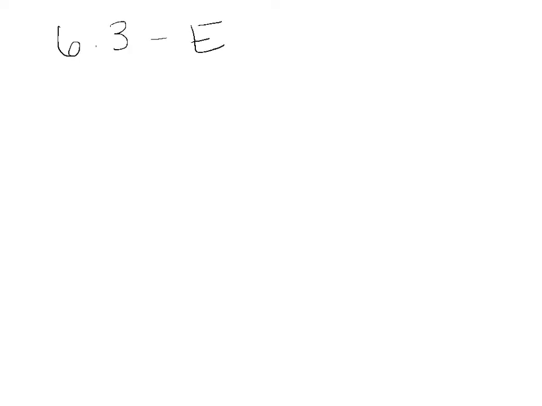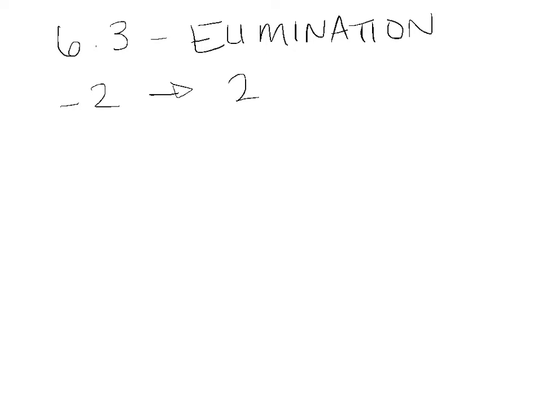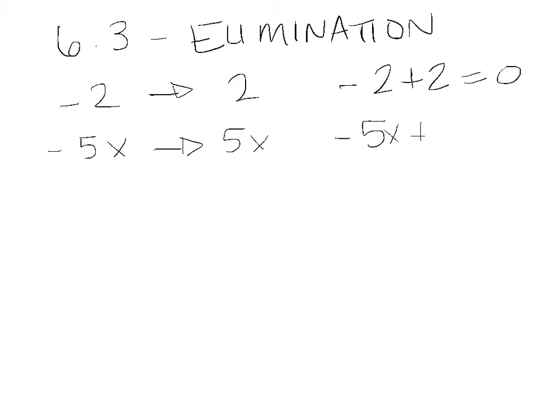6.3 is called Solving Systems by Elimination. Before we actually talk about elimination, we're going to go with what we talked about with opposites. If I gave you -2, you would recognize that 2 is its opposite, and -2 plus 2 adds up to 0. Or -5x, its opposite would then be 5x, so -5x plus 5x equals 0.